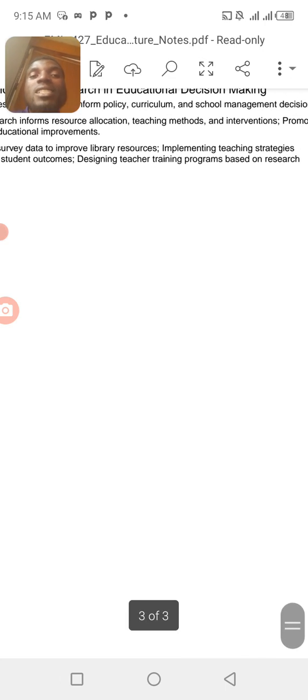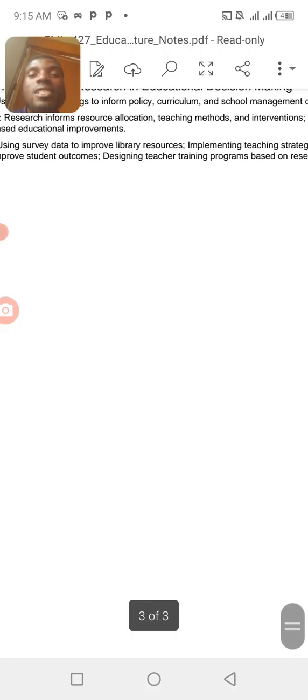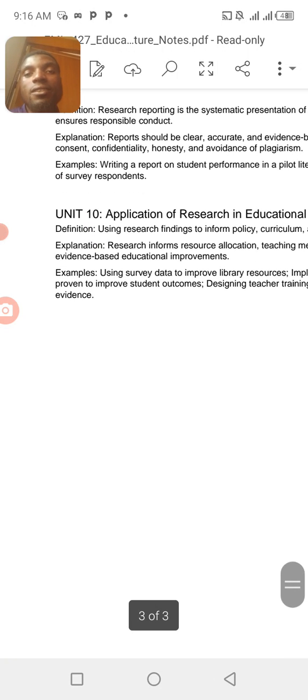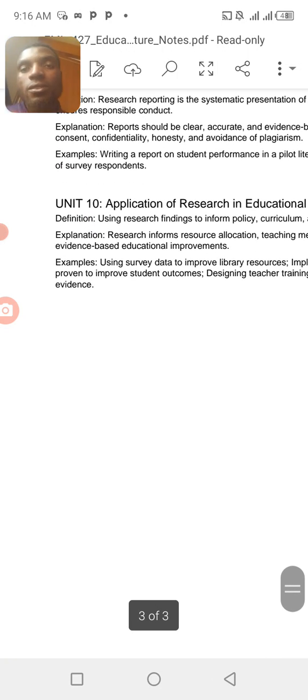So example, let's say using survey data to improve library resources, implementing teaching strategies proven to improve student outcomes, designing teacher training programs based on research evidence. These are the outcomes for what we call educational research.